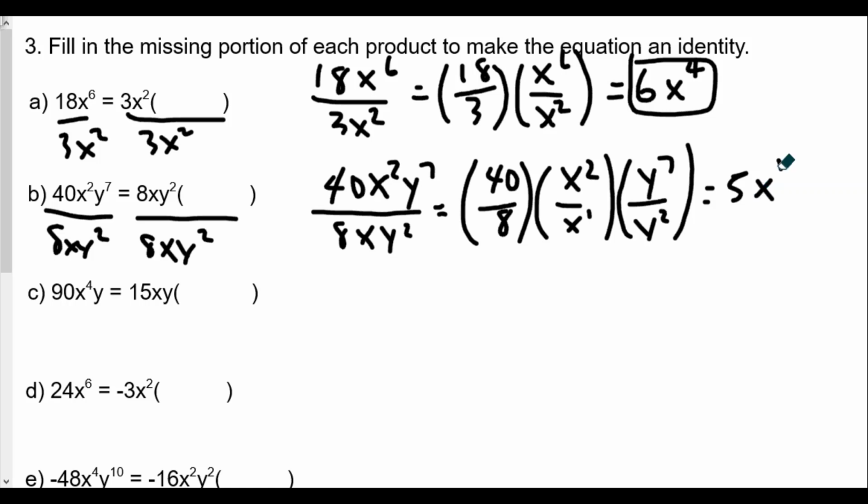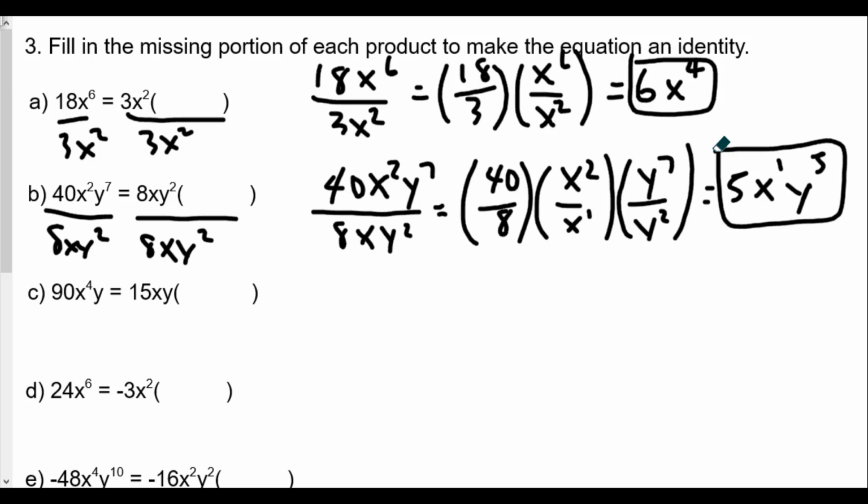And then y to the 7th divided by y squared. Using our laws of exponents, the quotient rule we just talked about, 7 minus 2 will give us 5. So, ladies and gentlemen, we have, let me make this a little bit neater. Sorry about that. All right, so the answer for part B would be 5 times x times y to the 5th power.